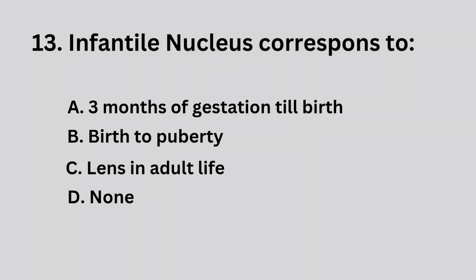Next question. Infantile nucleus corresponds to option A 3 months of gestation till birth, option B birth to puberty, option C lens in adult life, and option D none of them. Correct answer is option B birth to puberty.